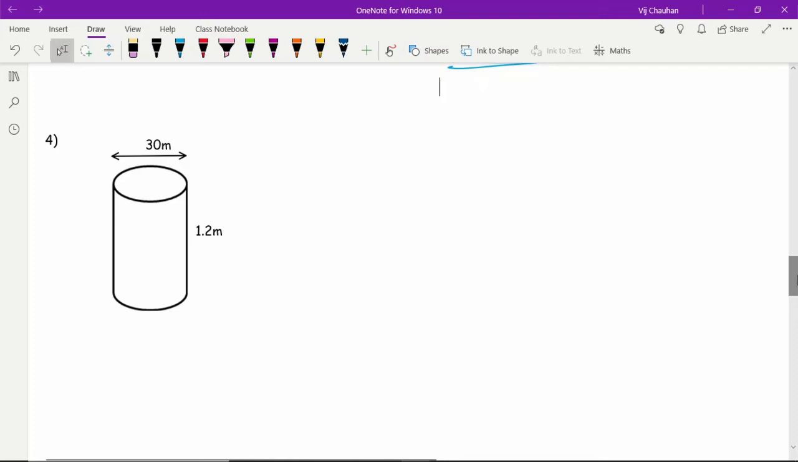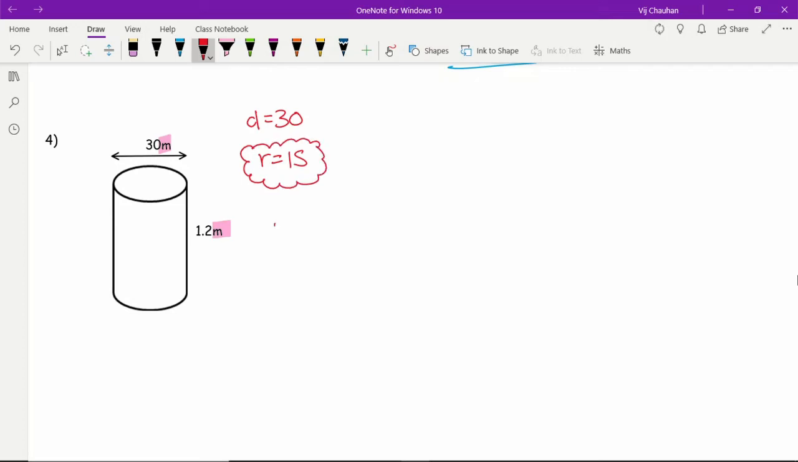So with question 4, the first thing we want to do is check, are our two units the same, which in this case they are. Here again, I've been given the diameter, so if the diameter is 30, then the radius is 15, because you always need the radius to work out the volume. So to work out the volume, it's going to be pi times the radius squared times 1.2. And all I'm going to do is plug that straight into my calculator. So pi times 15 squared times 1.2.